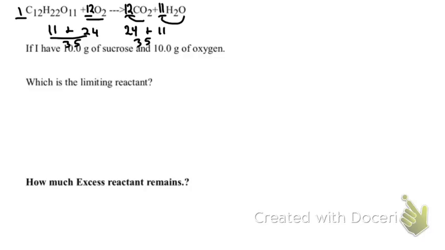So now the question becomes, if I have 10 grams of sucrose and 10 grams of oxygen, which is the limiting reactant? So we're given 2 lonely numbers. 10 grams of sucrose, which is the C12H22O11, and 10 grams of O2.